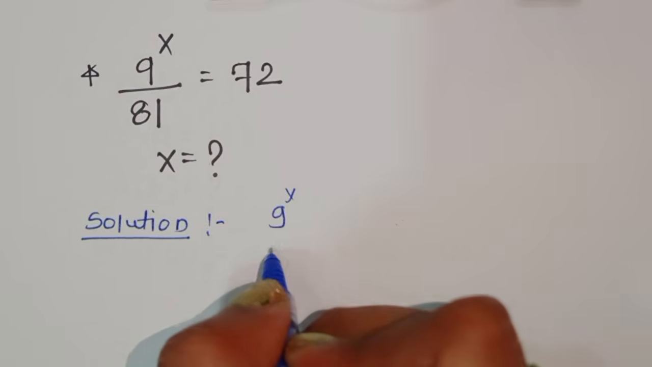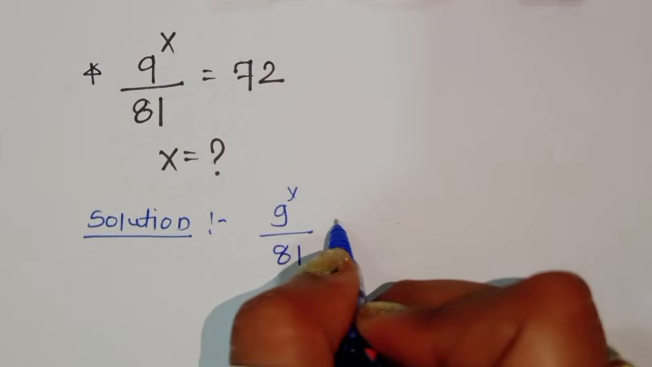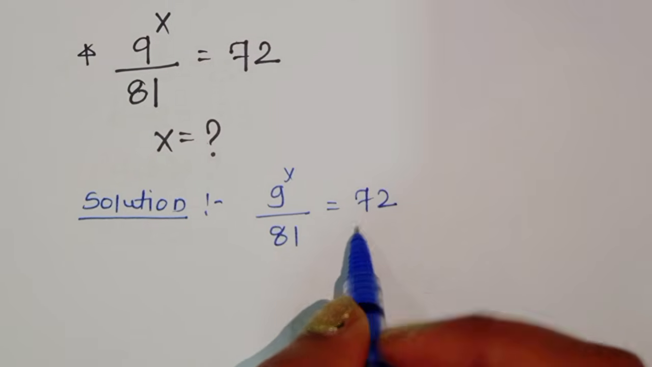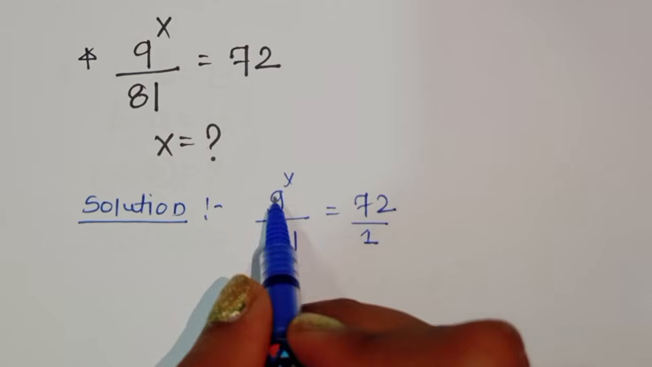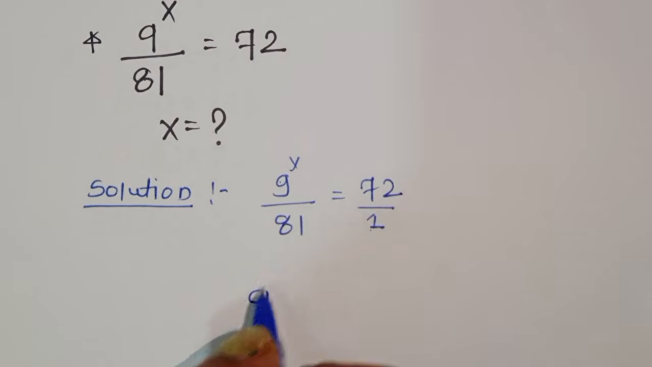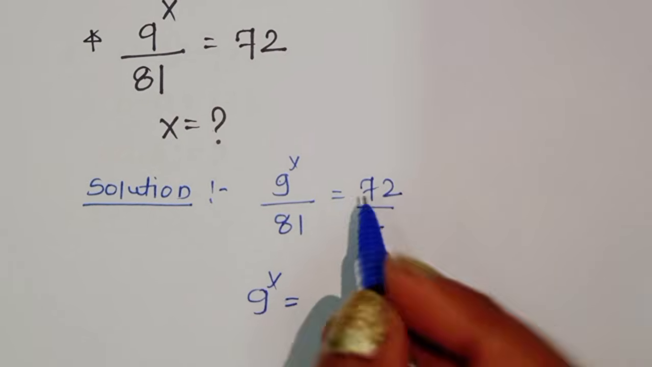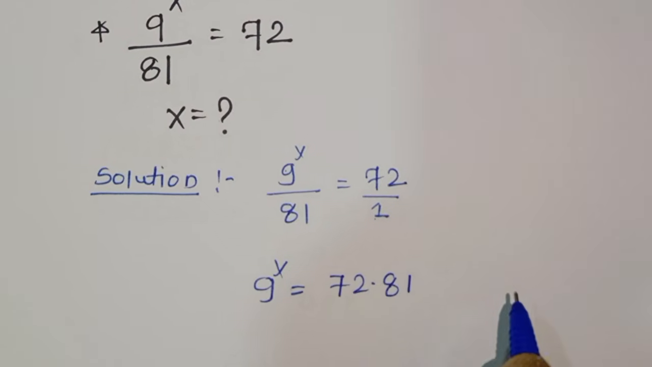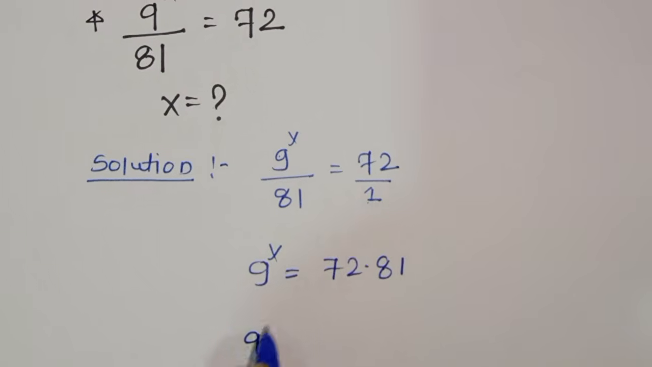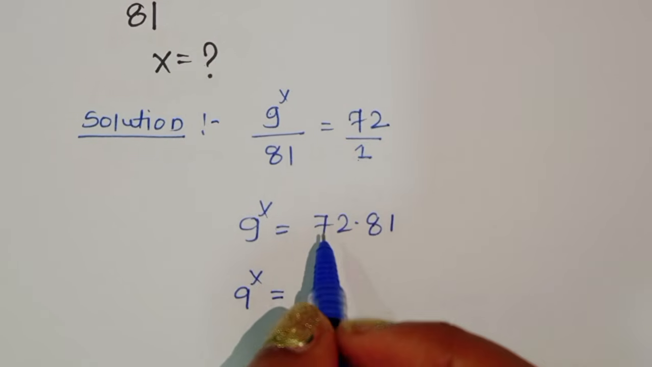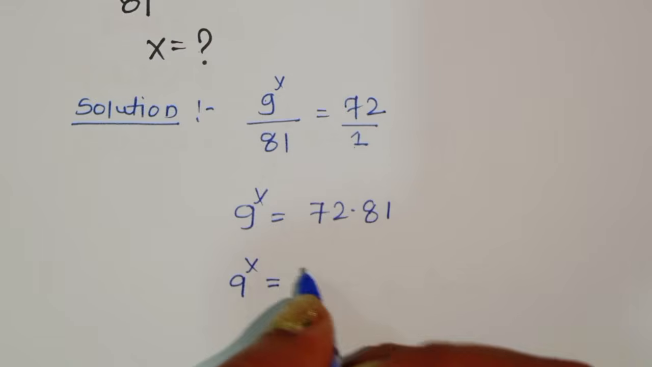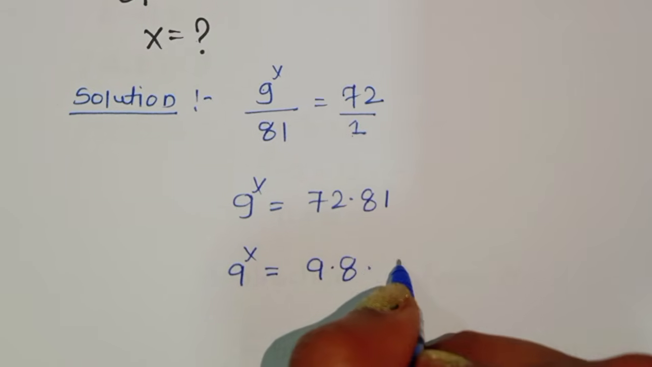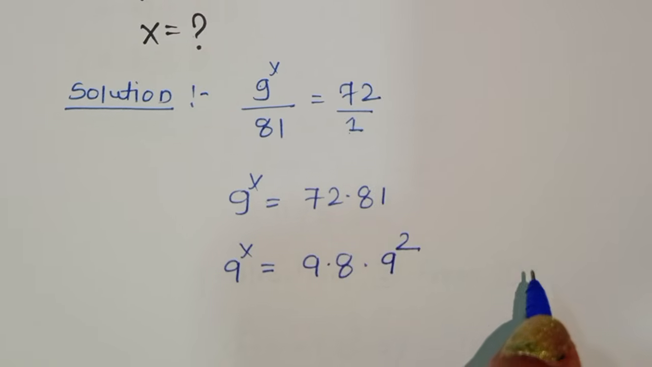9 power x divided by 81 is equal to 72. We can write this and do cross multiplication. 9 power x times 1, 9 power x is equal to 72 times 81, right? Now this 72 we can write as 9 times 8, and 81 is 9 square, right?